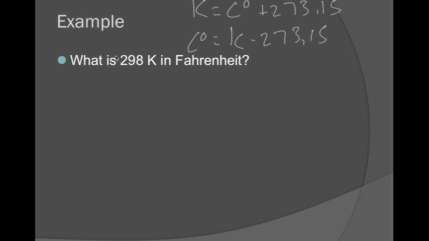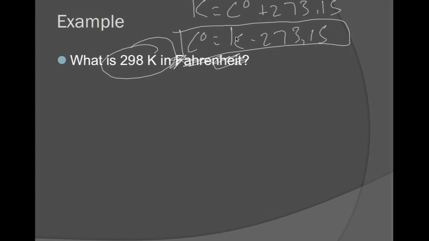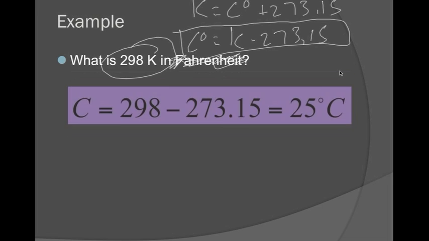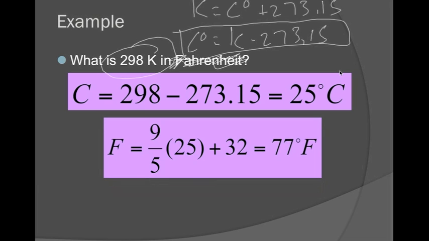So looking at this one, we have 298. We have a Kelvin temperature, and we want to take it basically just to Celsius, not to Fahrenheit. So we would plug it on in, and we'd use this equation because we have Kelvin, and we put whatever we have in the equation. So we'd end up with Celsius equals 298 minus 273.15, and we would get right around 25 degrees Celsius. If we wanted to take that to Fahrenheit, all we'd have to do is just plug that Celsius temperature into the Fahrenheit equation.